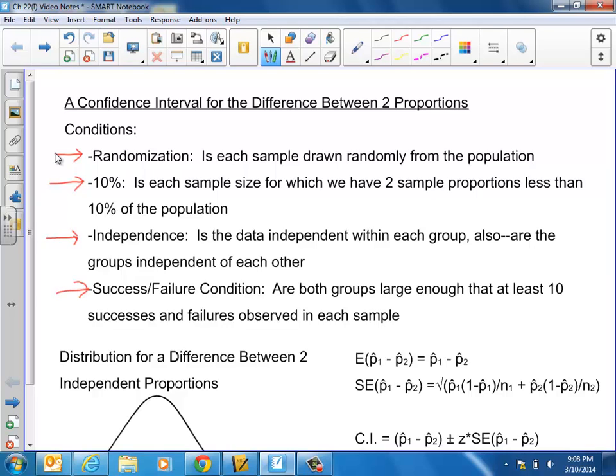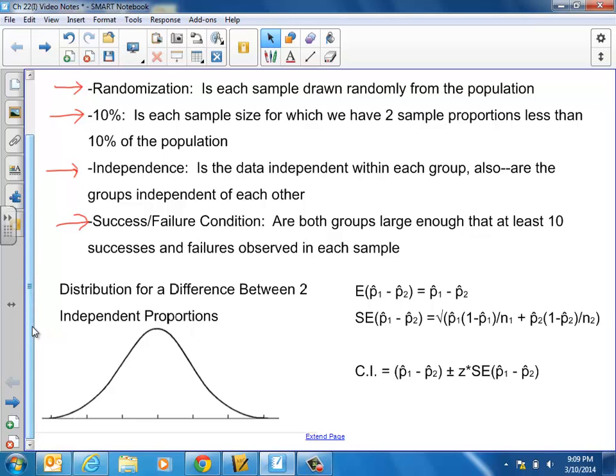Success-failure condition. You need to make sure that, again, going back to that anecdotal example with boys versus girls' interest in Mitt Romney as a presidential candidate at Yorktown, you need to make sure you have at least 10 successes, at least 10 failures among the boys' sample. You need to make sure you have at least 10 successes, at least 10 failures among the girls' sample. Easy enough? Well, too bad. You can't respond to me in this video, so I hope so, and I'm going to move forward anyway.